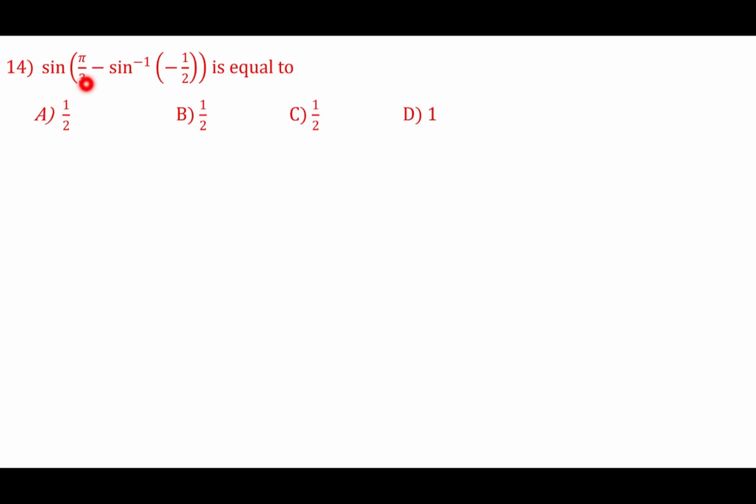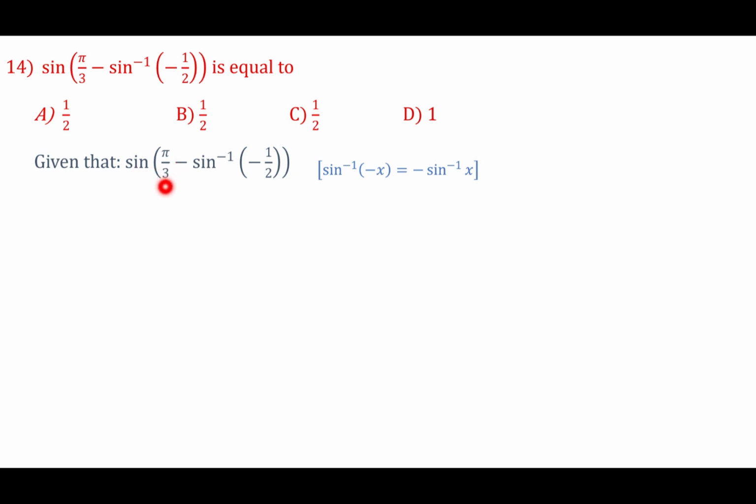Question 14. Sine of pi by 3 minus sine inverse of negative half is equal to. We have four options. At first, I write what is given. And we know that sine inverse of minus theta is minus sine inverse theta. So this negative sign and this negative sign will become positive.